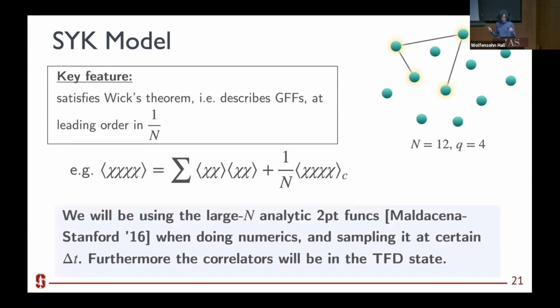So in the remainder of this talk, we will be using the large n analytic 2-point functions computed in a previous paper when doing numerics, and we're going to be sampling it at different times so that we can find our kernels and do all the things I told you about before. And we're going to be considering the correlators in the thermofield double state.